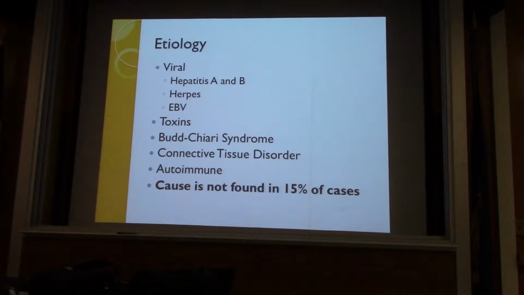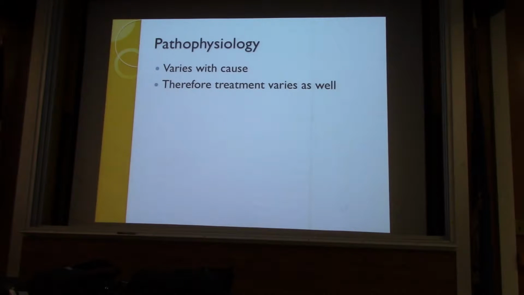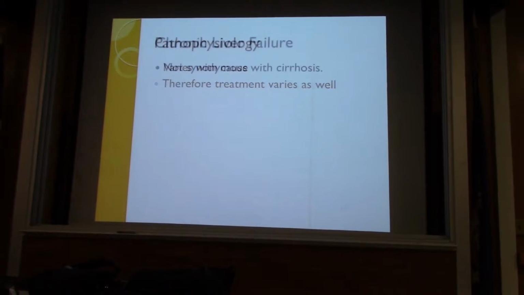In etiology, this can be viral, it can be toxins, it can be something called Budd-Chiari syndrome, tissue disorders, autoimmune. But the important thing to realize about acute liver failure is that in about 15% of all cases, the etiology is actually not determined. The pathophysiology for liver failure is going to vary with each cause, and therefore the treatment is going to vary as well.